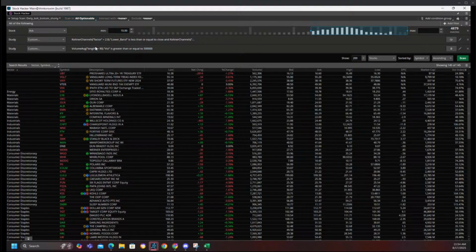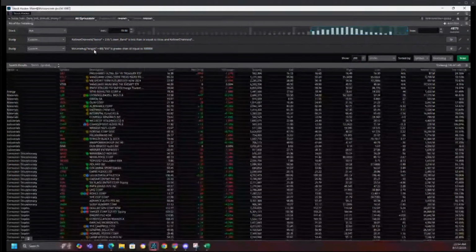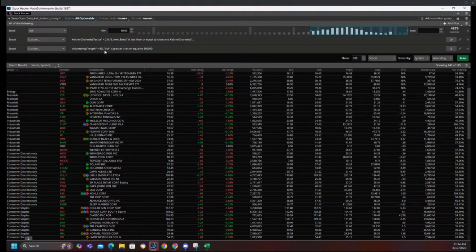The bottom piece is important for me. Sometimes you get spikes in volume. A lot of people just put a study here where volume is greater than 100, and they'll find anything that popped one time. But I search where the volume is greater than or equal to an average of 90 days over 500,000 shares. And why is that important? Why would you want something to consistently have high volume? You want liquidity.